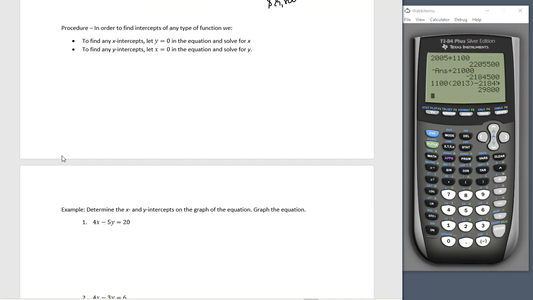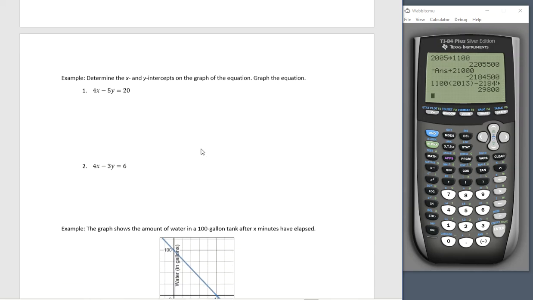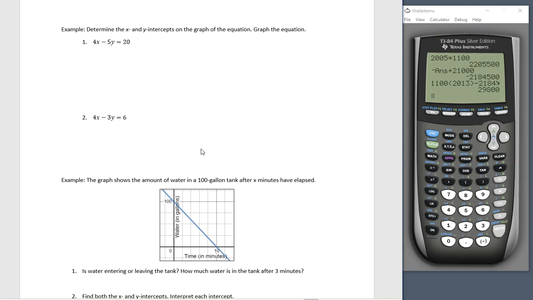Now we have a procedure here. In order to find intercepts, of any type of function, we set the opposite variable to 0 and solve. So to find any x-intercepts, we're going to let y be 0 and solve for x. To find y-intercepts, let x be 0, and solve for y. Let's take a look at this in several examples. Determine the x and y-intercepts on the graph of the equation.